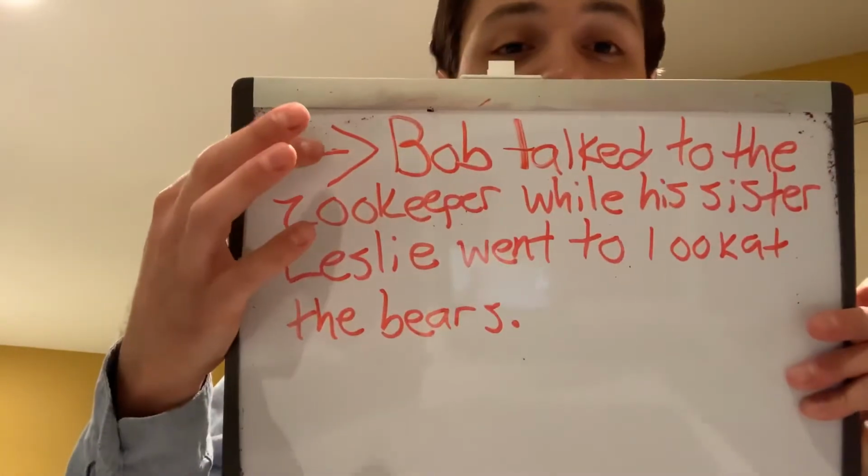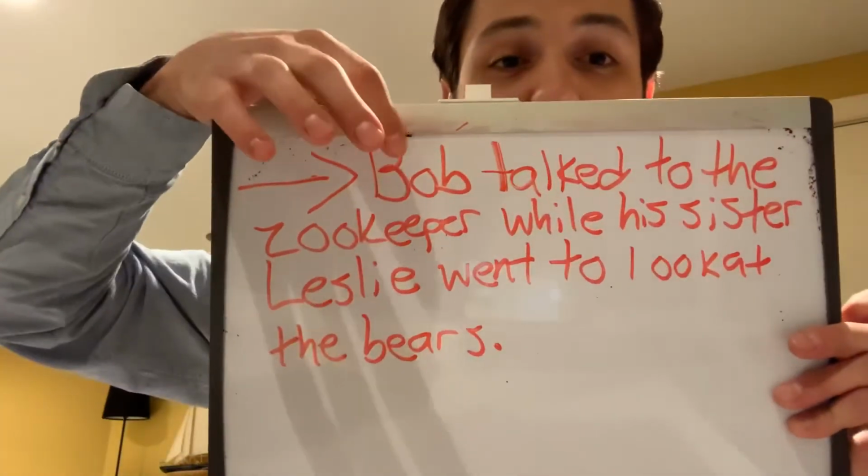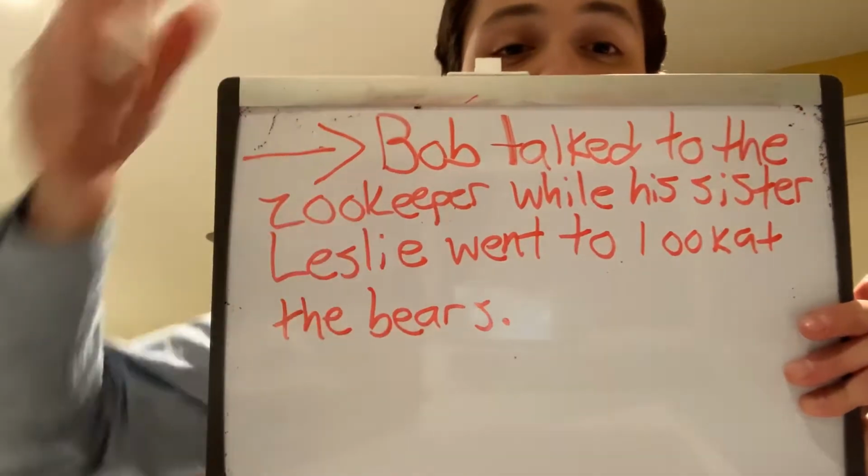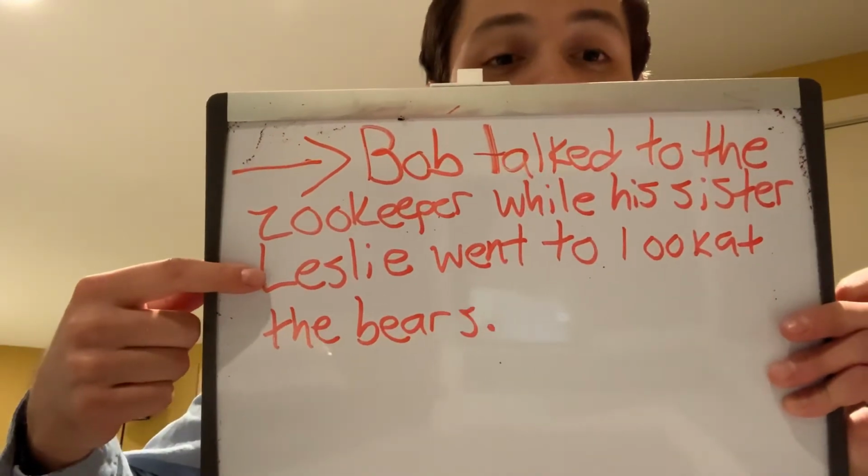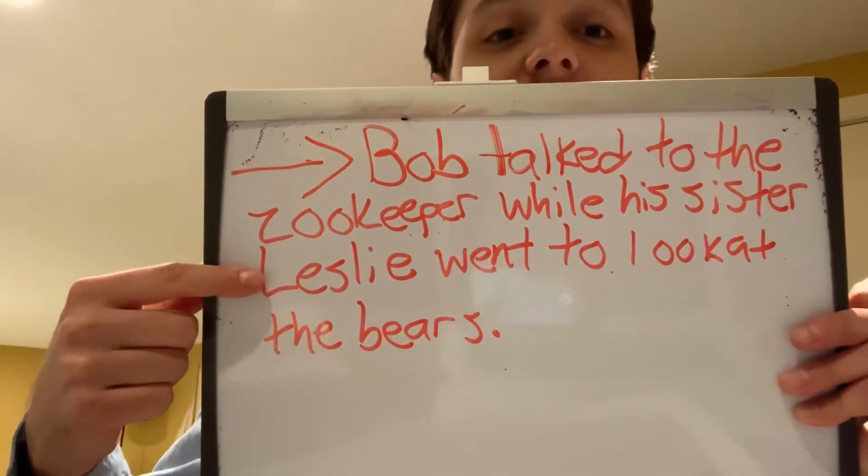Notice I indented. I started the sentence with a capital, and then each person's name I also capitalized, and then I ended my sentence with a period. Now let's look at the first picture and see what kind of things we can describe.